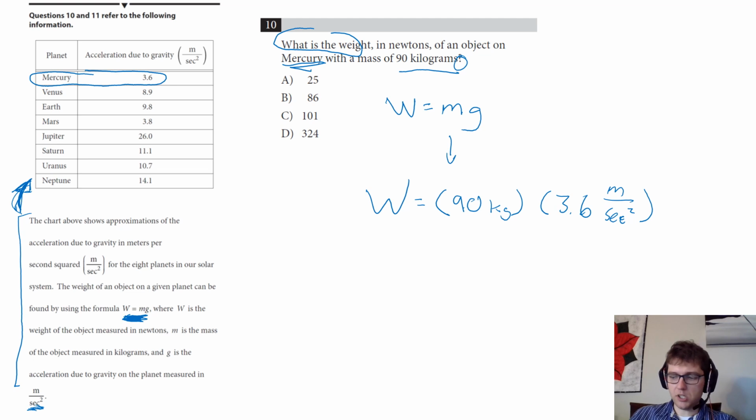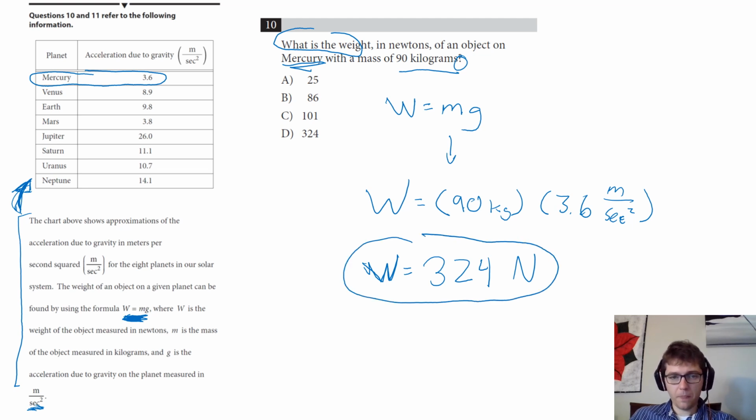So at that point, the problem's pretty simple. Plug this into your calculator. So W is equal to 90 times 3.6, and that is 324. And then if you wanted to check units, kilograms times meters per second squared is newtons. In this case, that just works out. I guess that is one thing from physics, but the newton is defined as kilograms times meters per second squared. Anyway, 324 is the number, and that is answer choice D.